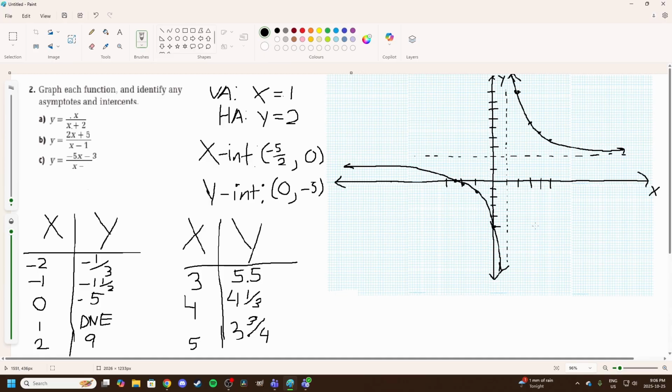Awesome. Okay. So that's what the graph of this function looks like. Again, not perfect. Did this by hand, but it will be good enough for when you're doing this on paper.